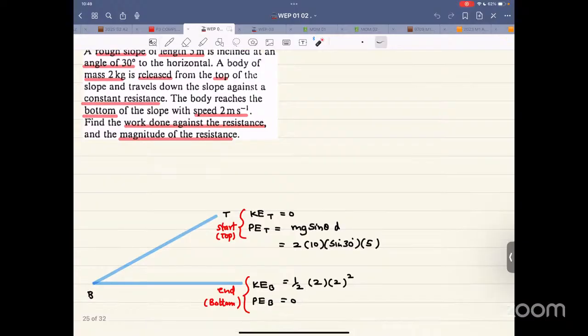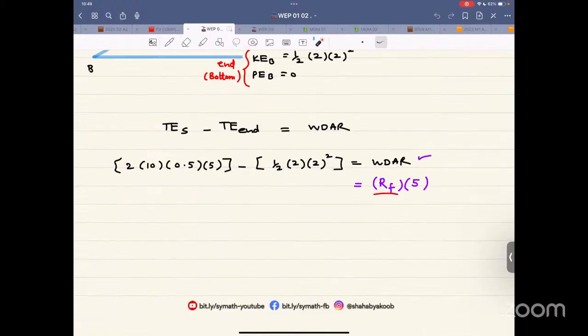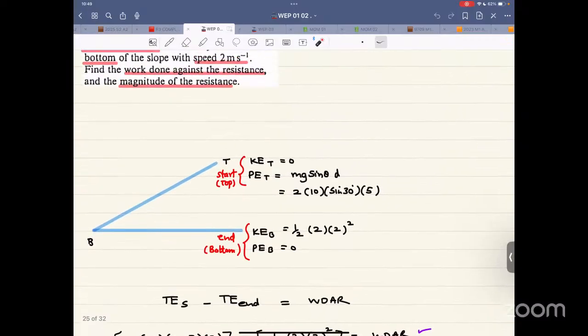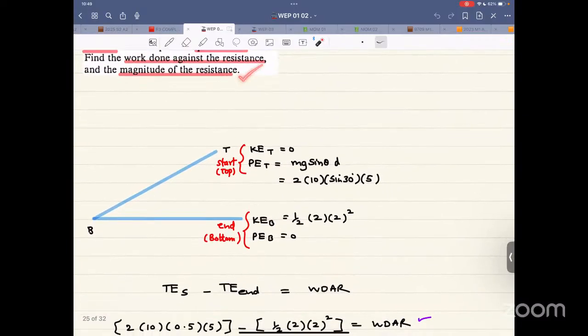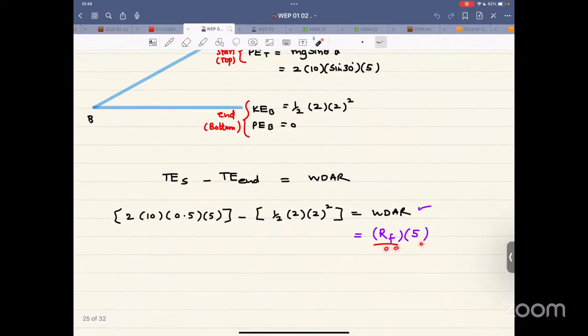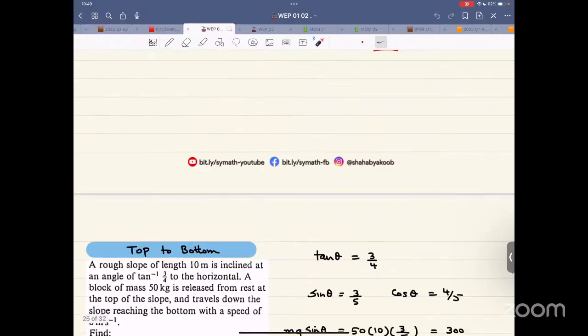So the difference is the work done against resistance. If they're asking for the resistive force, that is resistive force into distance. So this difference divided by 5 will give me the resistive force.